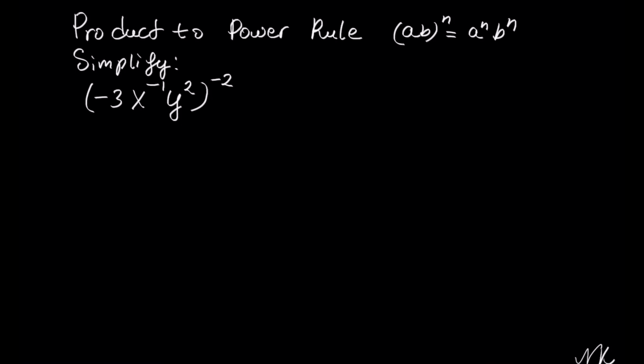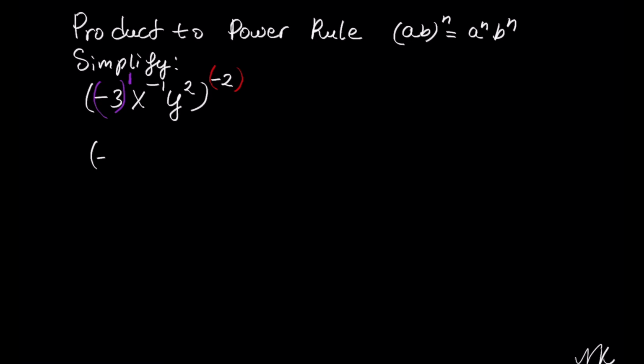Here we have to simplify negative 3 x to the negative 1 y to the 2 raised to the negative second power. So before I apply the product rule, I want to note that negative 3 is to the power of 1 because we only have one factor of it. And since I'm distributing negative 2, I want to put it inside of the parentheses because when multiplying by a negative, you want to have it inside of the parentheses so you don't confuse it with subtraction.